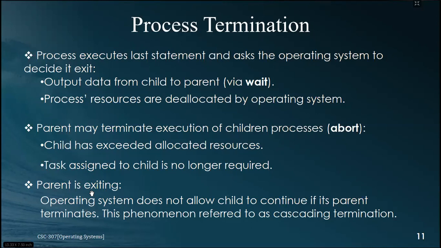Whenever you're shutting your computer down, the operating system, the program that runs all the time, we can call it the parent process. The parent process is executing, and it doesn't allow any other program to continue. So if you shut down the operating system, all other processes will be terminated as well. This phenomenon is called cascading termination. So why is it called cascading termination?